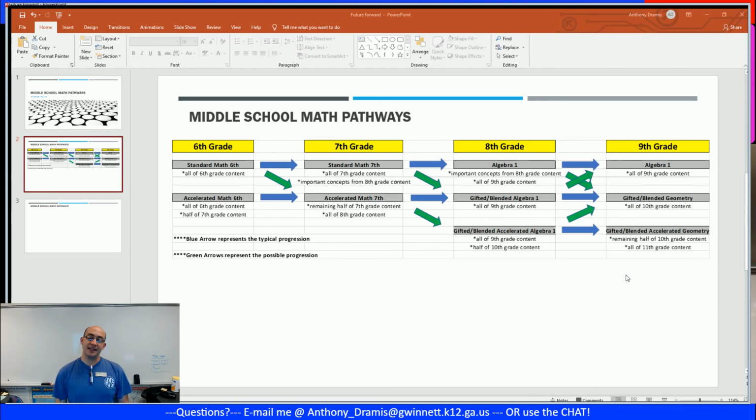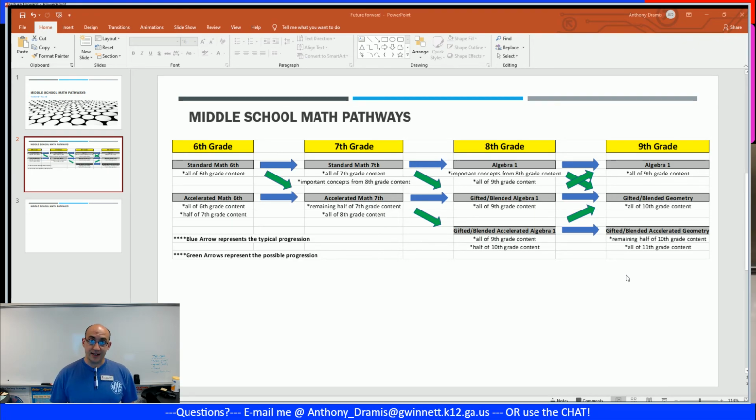If your child is in 7th grade standard math, the natural progression would be to go to Algebra 1, okay? And that covers the important concepts from 8th grade, so we do touch upon those concepts again, right? And it's all of the 9th grade curriculum. Yes, your child's an 8th grader, but Algebra 1 for All, or Algebra 1, is a 9th grade class. It's a high school class. So we're going to touch upon those important concepts again, and then we're going to teach all of 9th grade. Now, that is Algebra 1. That is the standard math for 8th grade.